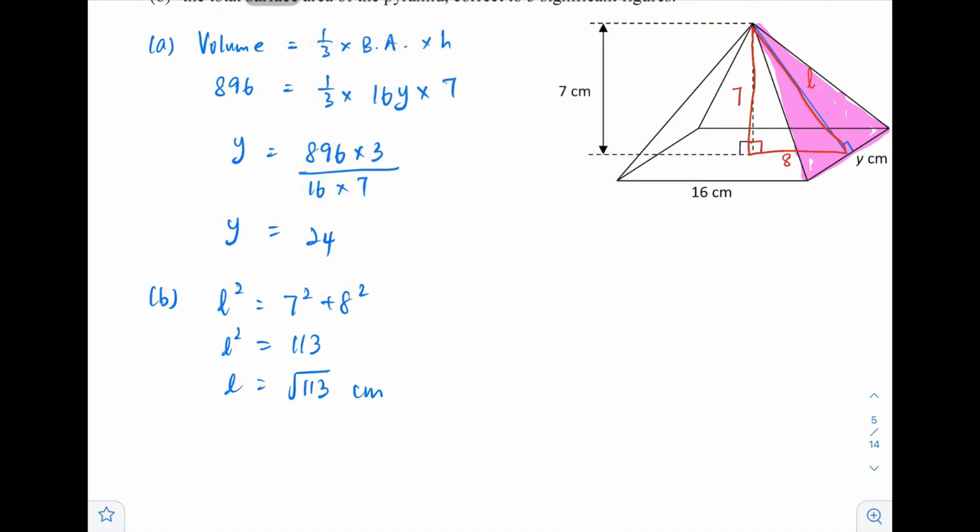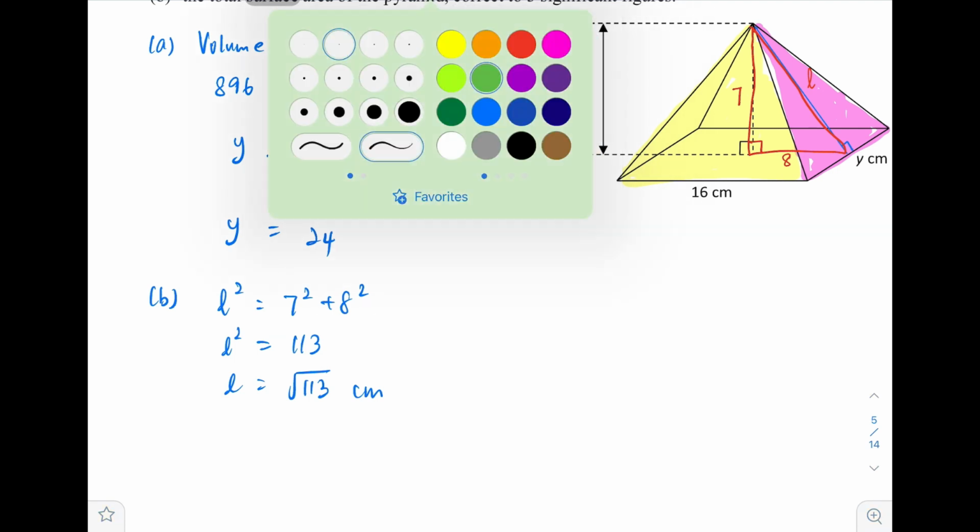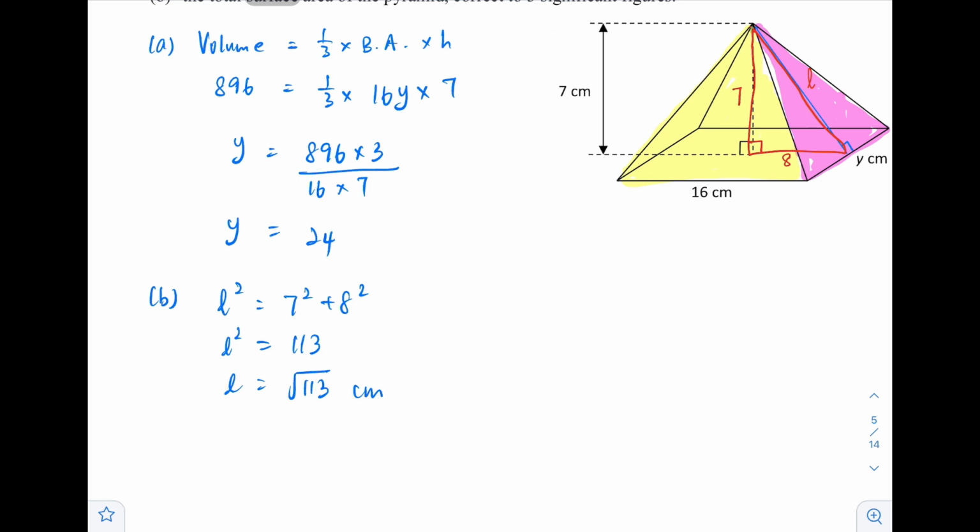The next thing that I need to find is the area of this triangle face over here, which I am going to shade in yellow. To find the area of this triangle, I know that the base of the triangle is 16. So I will need to be able to find the slant height of this lateral triangular face. To do that, I again need another right angled triangle, which I am going to draw out here in green. This right angled triangle is over here, like that.